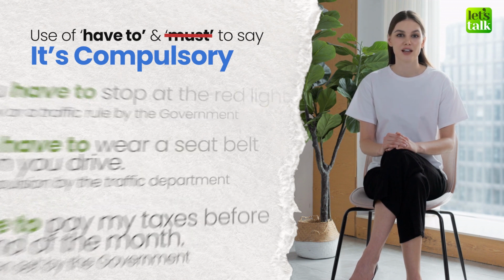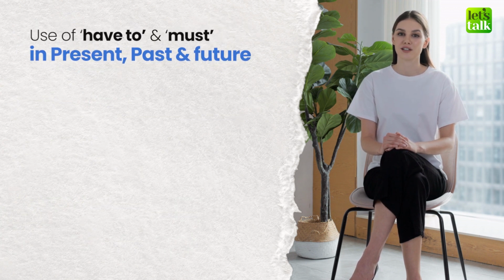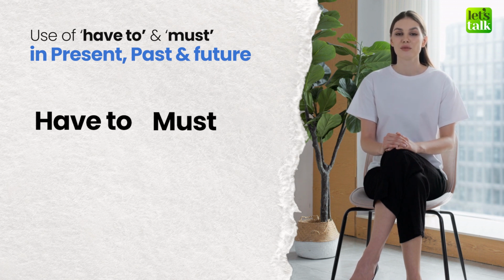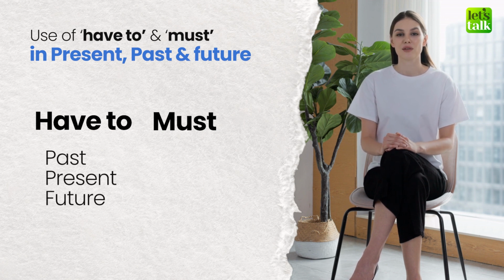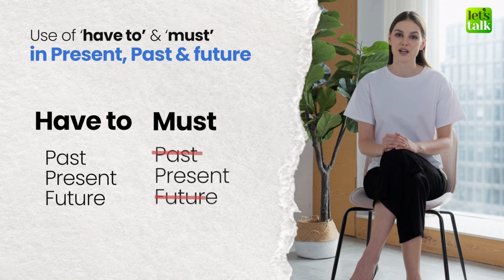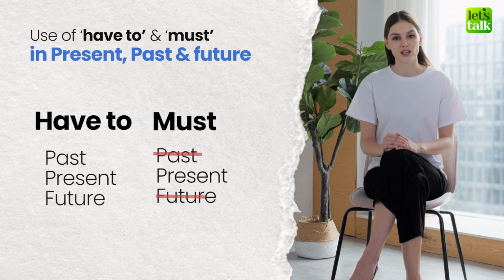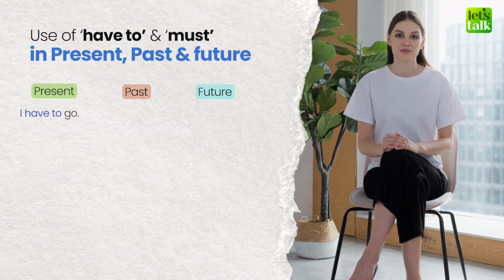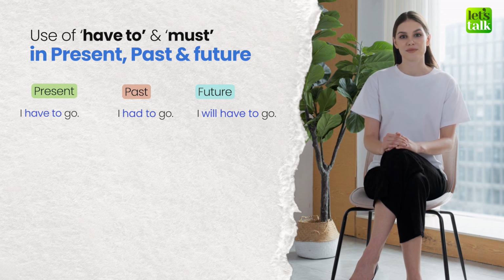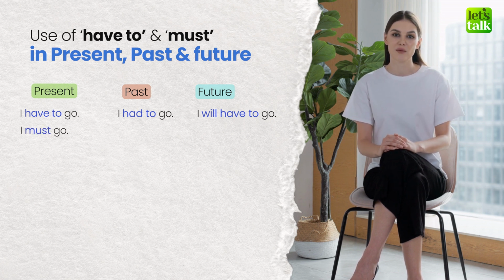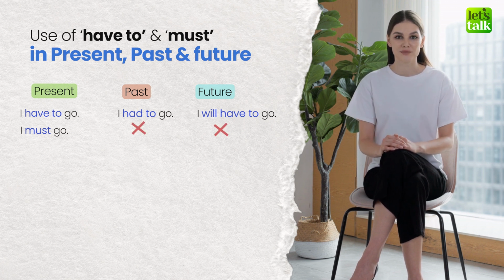Now the third part of this lesson. When it comes to making sentences in the past, present, or the future, have to is versatile, meaning you can use have to in the past, present, and future. On the other hand, we cannot use must. For example, I have to go. I had to go. I will have to go. Can I replace have to with must? Yes, you can say, I must go. But you cannot use must in the past and future.